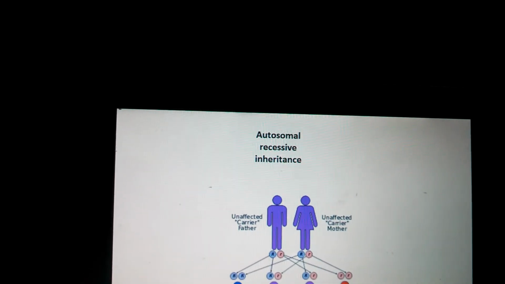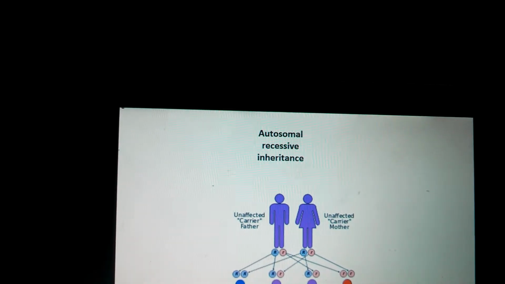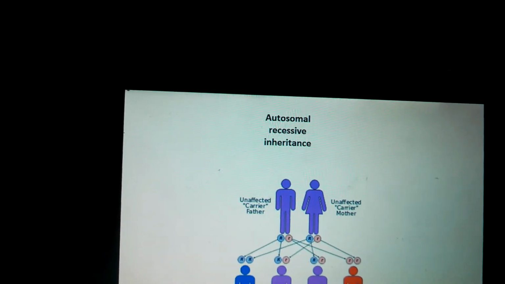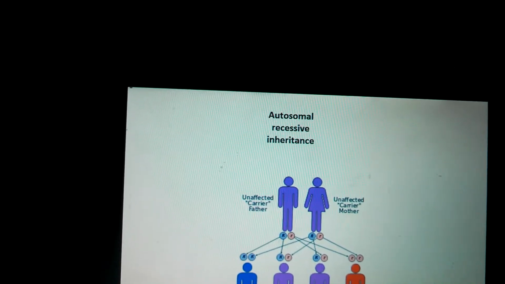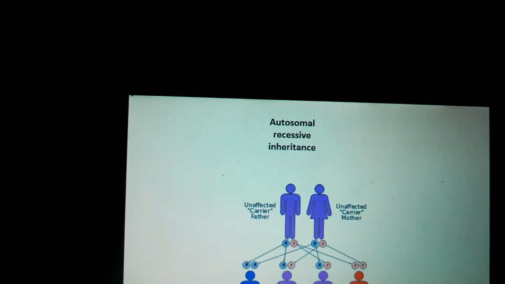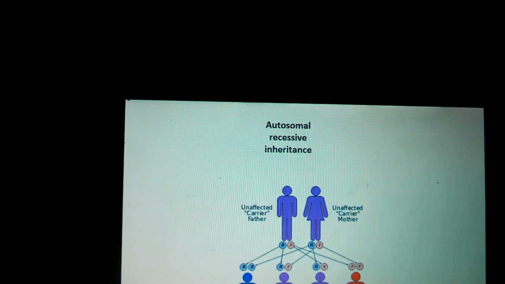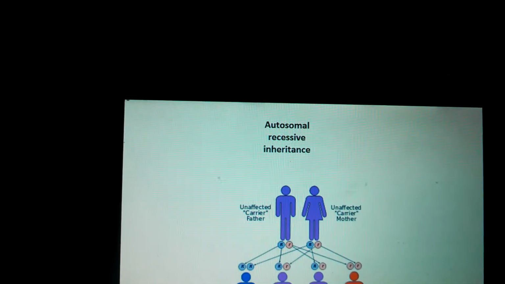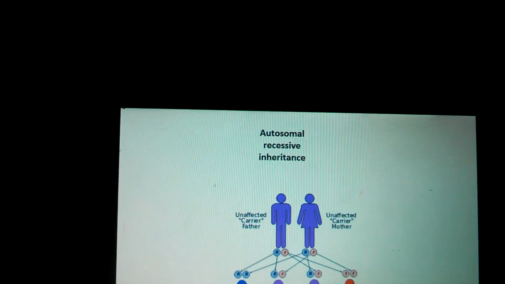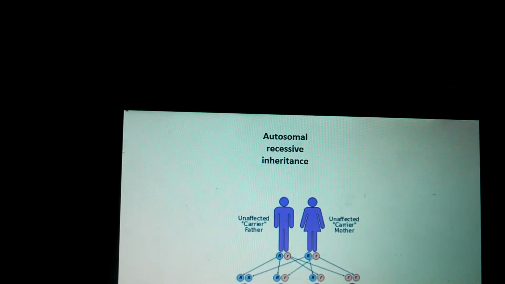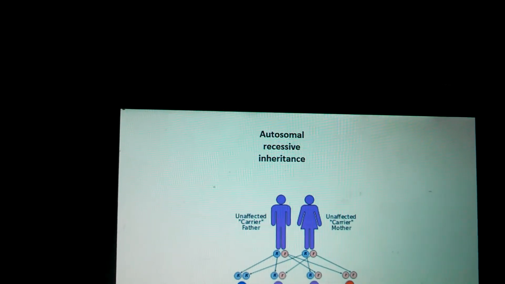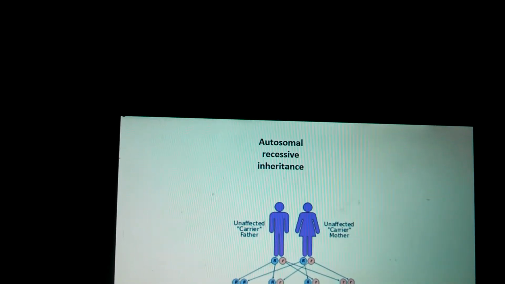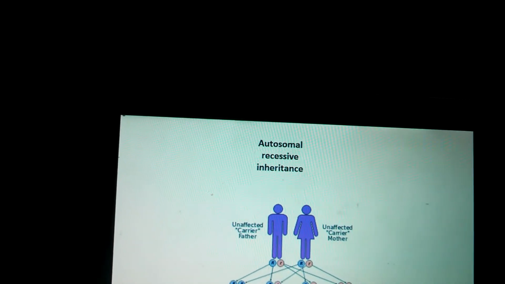Autosomal recessive inheritance: you have an unaffected carrier father and an unaffected carrier mother. Each parent carries a trait, and the traits can be passed on to their kids. If two carrier parents have four kids, there's a 1 in 4 chance that each kid will inherit both copies of the gene.